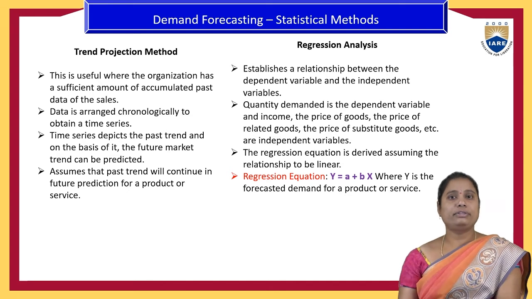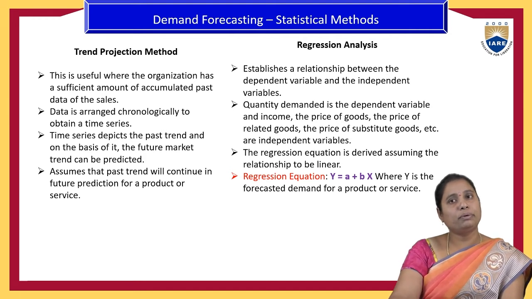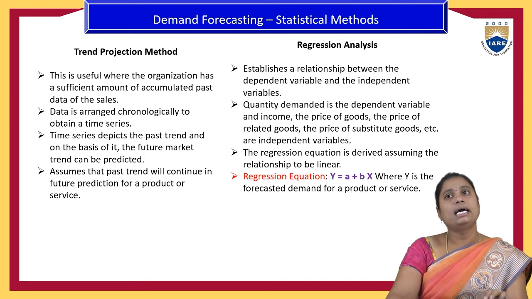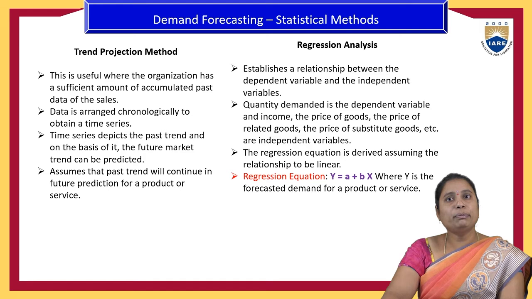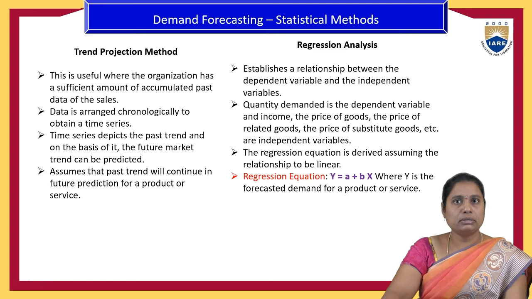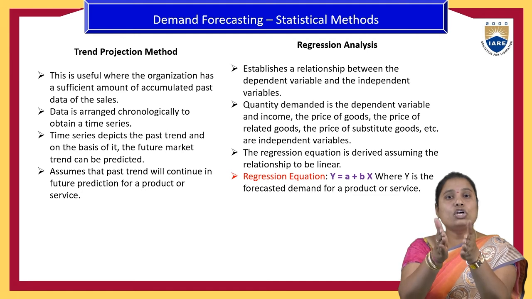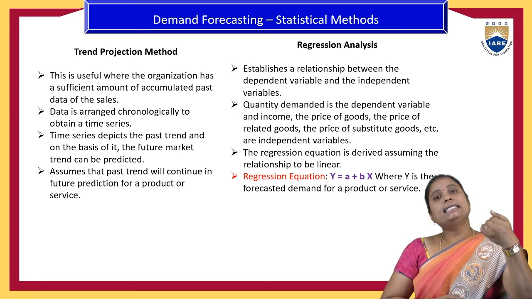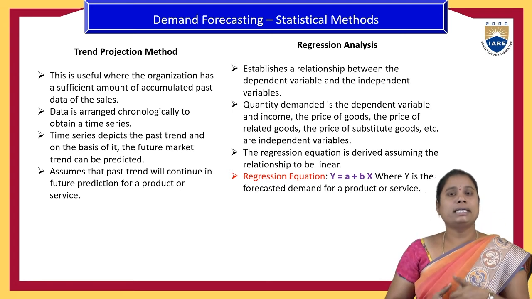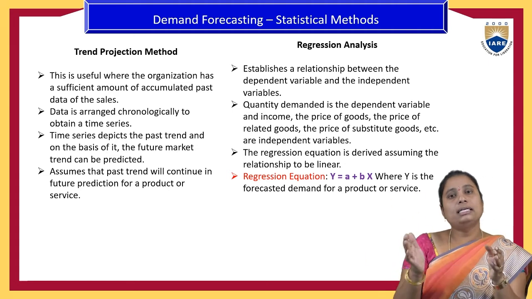The next method of demand forecasting estimation is statistical methods like trend projection methods as well as regression analysis. Trend projection methodology means sufficient accumulated past sales data is taken into consideration and arranged in chronological order. They segregate that statistical data; they won't take only the sales data into consideration, but also purchases, sales and profits.